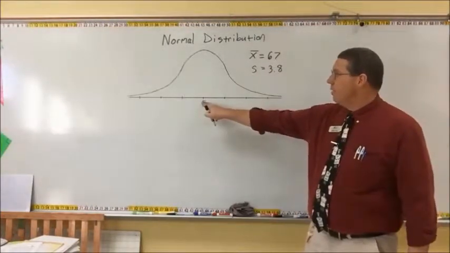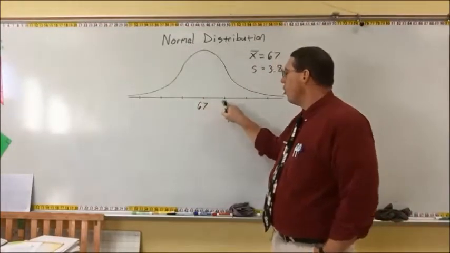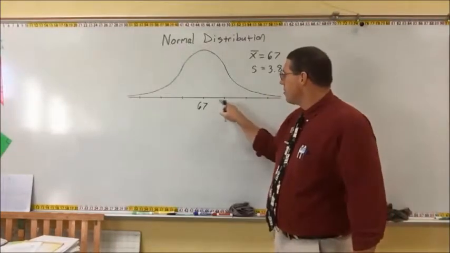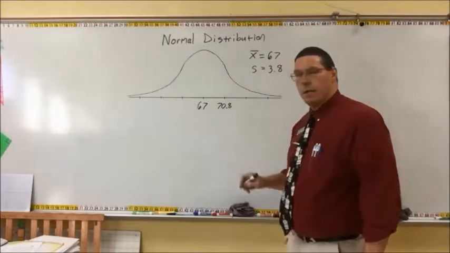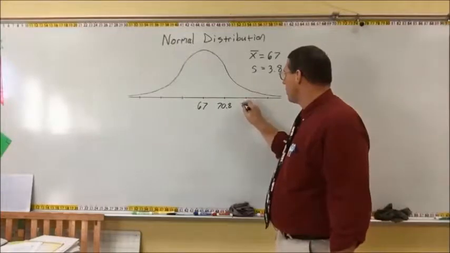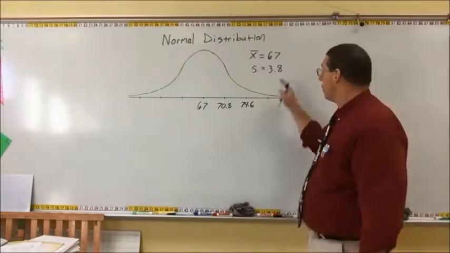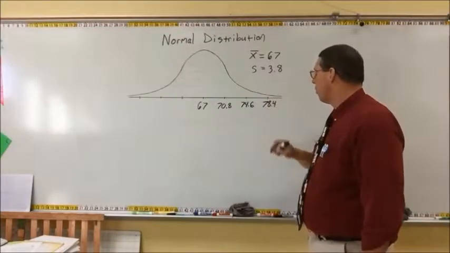What goes in the middle? The middle is the mean, so that's 67. Then we're going to go up by 1 standard deviation, which is 3.8. And 67 plus 3.8 is 70.8. Then we're going to go up by 3.8 again, and we're going to be at 74.6. Then we're going to go up by 3.8 again, and we're going to be at 78.4.